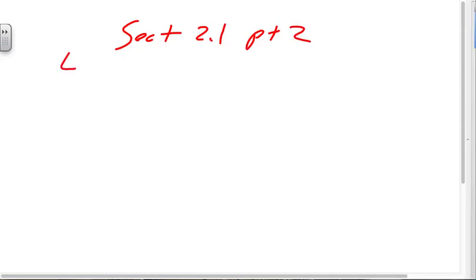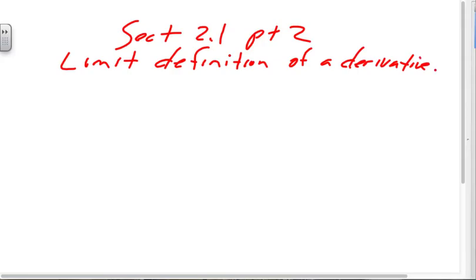And here we're going to be talking about the limit definition of a derivative. And again, this is something that the College Board always tests on the AP test.